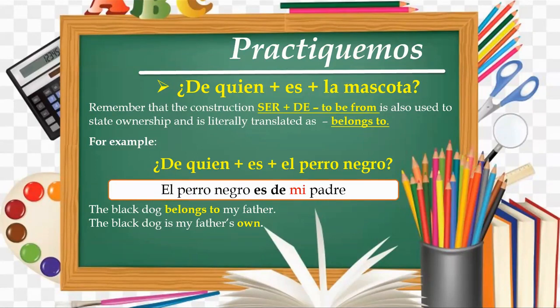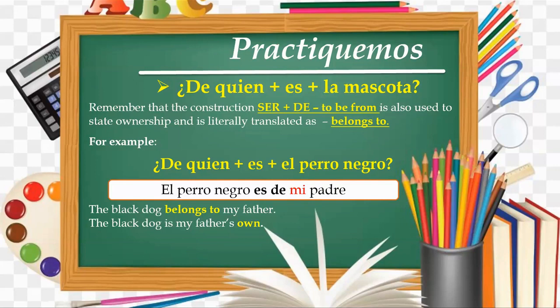El perro negro es de mi padre. The black dog belongs to my father, or the black dog is my father's own. Whenever you answer es de me or es de somebody else, you're talking about ownership. It belongs to somebody. Let's make sure we get that first, because we're going straight into some practice with this. Let me know if I need to explain that again.